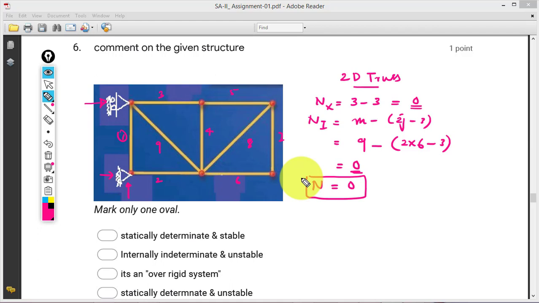And if you want to comment on the stability of the truss, the first thing is you can see indeterminacy is 0, so probably this truss may be stable. But you have to verify the stability of the structure by a physical verification, not by looking at the indeterminacy value. If you look at the arrangement of the truss, you will find a triangular form. So this structure is going to be statically determinate and stable. So option A is the correct answer.